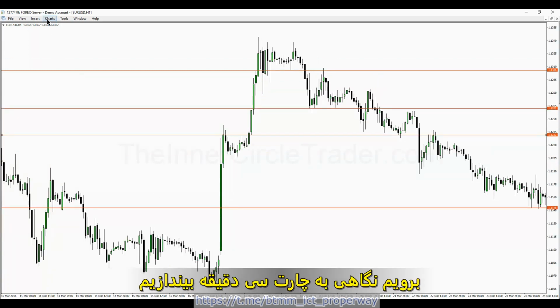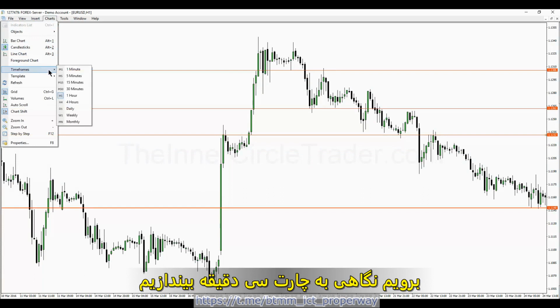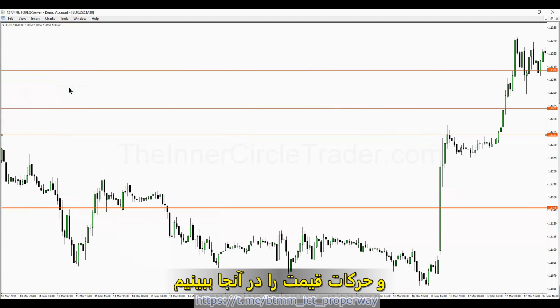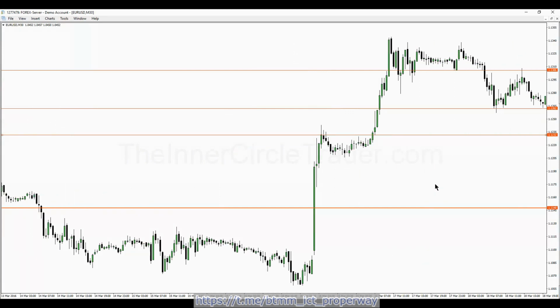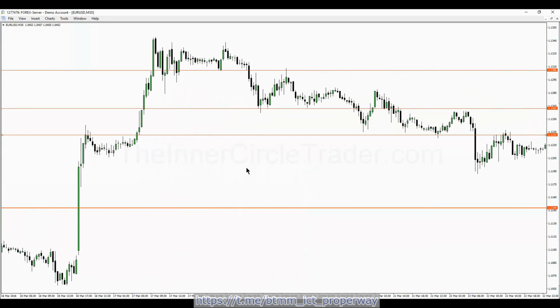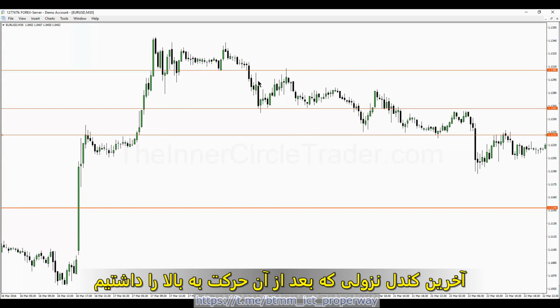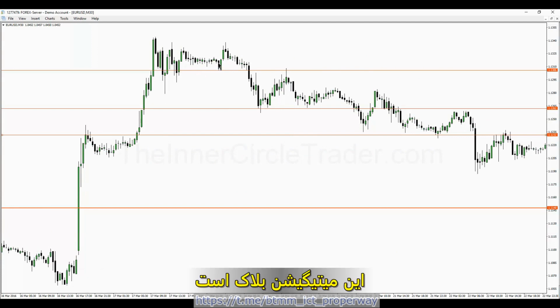Let's take a look at a 30-minute chart on the same price action. Here's the mean threshold of the liquidity void. Last down candle, right before the up move. Price hits it, sell it right there. This is a mitigation block.